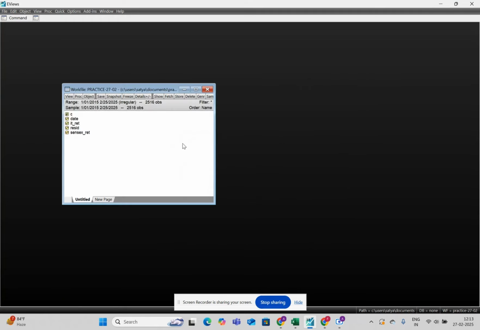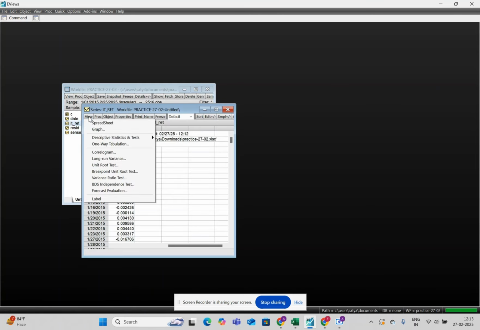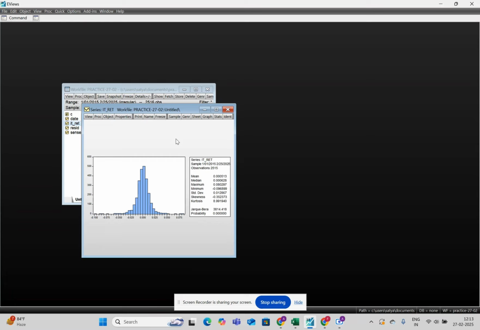So firstly, let us take the Sensex return series, or we can take the IT return series also, and do a descriptive statistics analysis. As you can see here, we have the descriptive stats. Skewness is negative, which shows that negative returns are slightly more than positive returns. Kurtosis is significantly greater than 3. The Jarque-Bera test for normality shows us that the series is not normal. The p-value is 0.000, which shows that the null hypothesis is rejected, that is, the series is not normal.